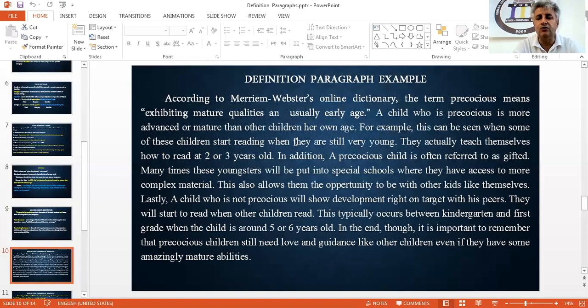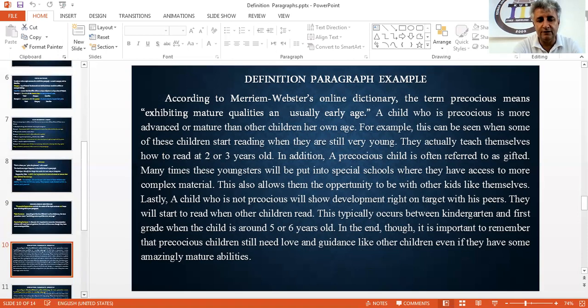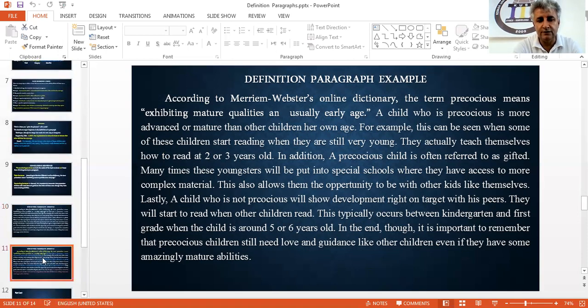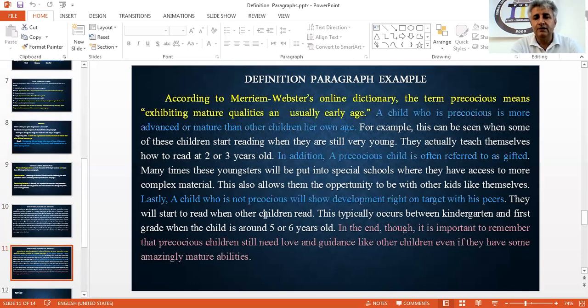After writing all parts of a definition paragraph, you will have a paragraph like this. So let's go to the next slide and see all parts of a definition paragraph. Yes. The sentence in yellow is the topic sentence. Those in blue are supporting ideas. Those in white are details to supporting ideas. And finally, the last sentence is the concluding sentence.